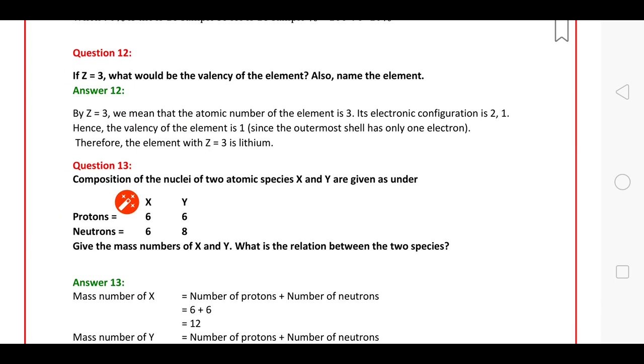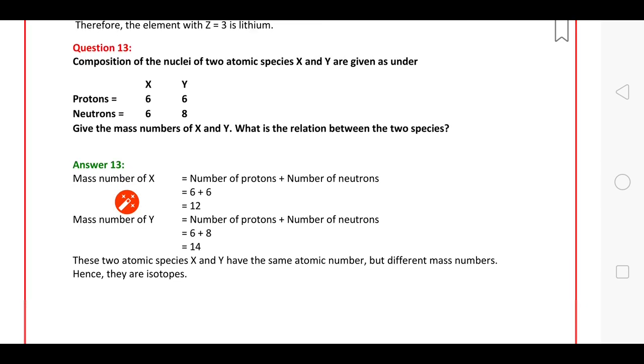Next question is, if Z is equal to 3, what would be the valency of the element? Also name the element. By Z is equal to 3, we mean that the atomic number of the element is 3, its electronic configuration will be 2 and 1. Hence, the valency of the element is 1. Since the outermost shell has only 1 electron, therefore the element with Z is equal to 3 is lithium.